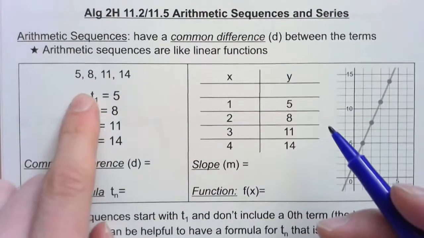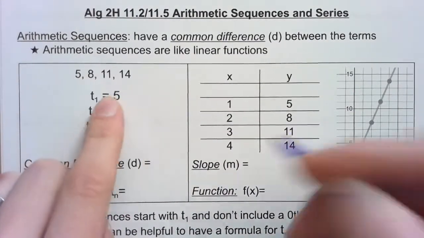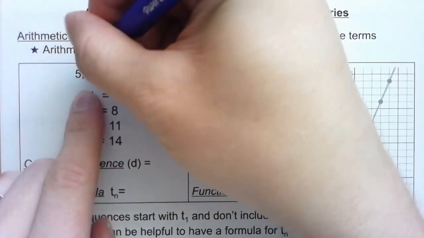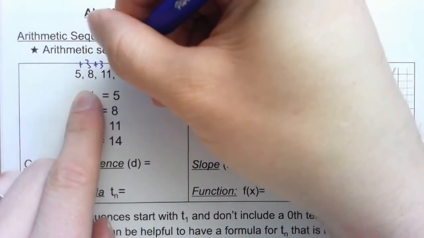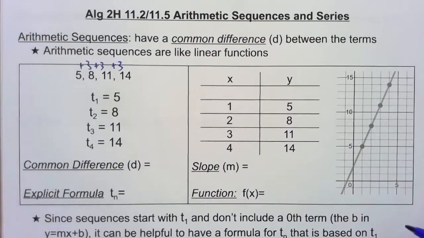So here that's 3. Or again, if we look at the pattern, it's going to look like adding or subtracting every time. So here we've got a pattern of +3, +3, +3 every time. That's what an arithmetic sequence looks like.